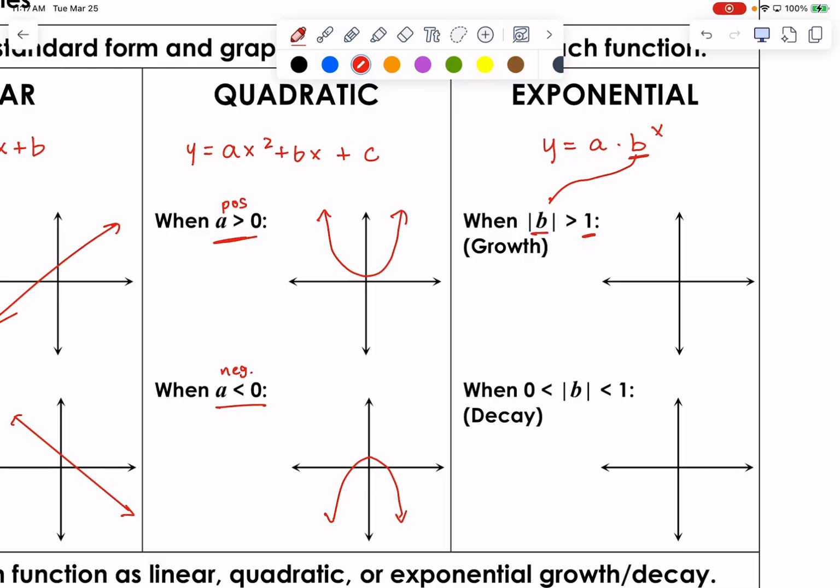If this is bigger than 1, we're going to draw a J-curve. Ready? J-curve, growth. What you do is you start it at 0, 1, and you just draw a J. Up to the right, approach the asymptote to the left. Remember? That thing's going to zero out. It's going to approach 0.